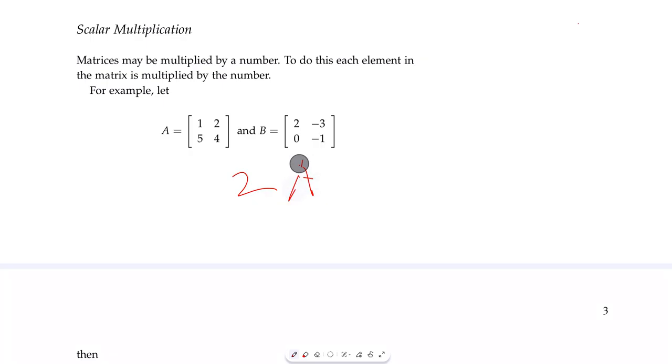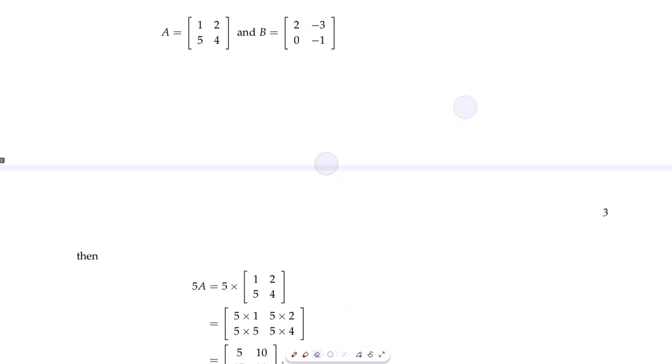If I want to find 2A, 2A means 2 multiplied by your matrix A. That means I'll use 2 to multiply all the elements in our matrix A. Do you get what I'm saying now? We'll use 2 to multiply all the elements in our matrix A.